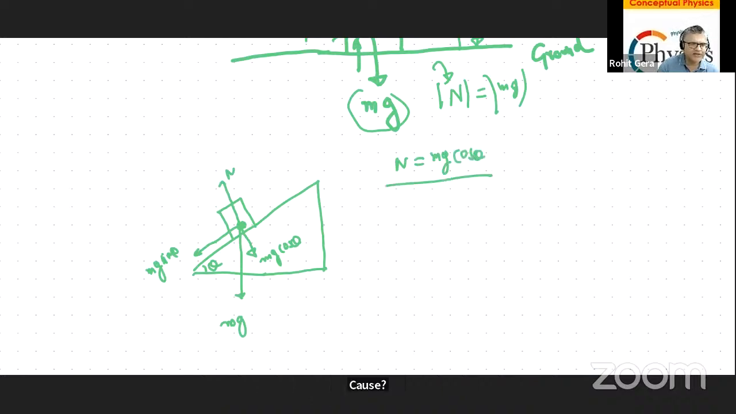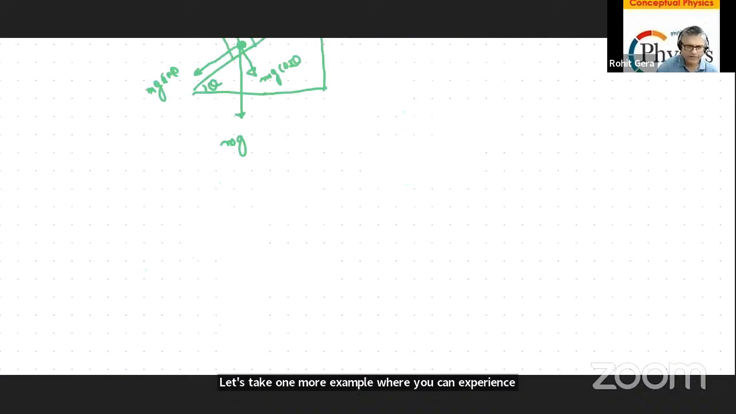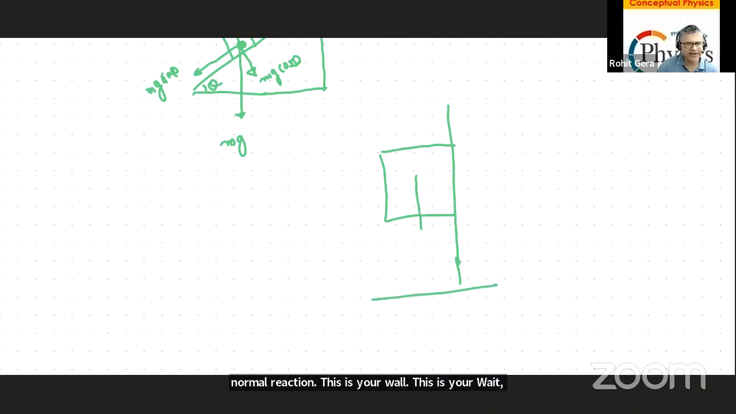Mg cos theta is the force with which the little block presses the inclined plane. The inclined plane in turn presses back the block with the N, and the magnitude is same but the direction is different. Let's take one more example where you can experience normal reaction. This is your wall. This is your weight. If you leave it like this, it will fall down to the ground because it is getting pulled by weight, and it is not in touch, so it is not getting any normal reaction in turn.